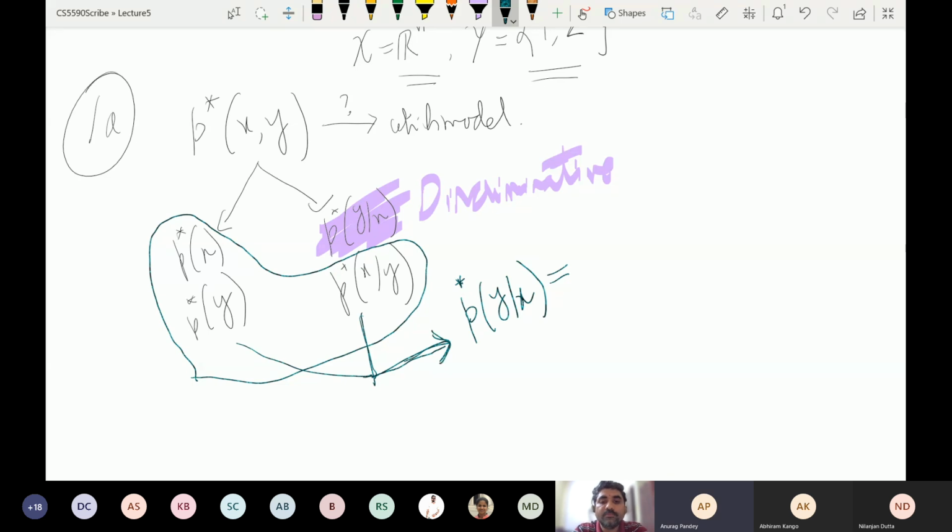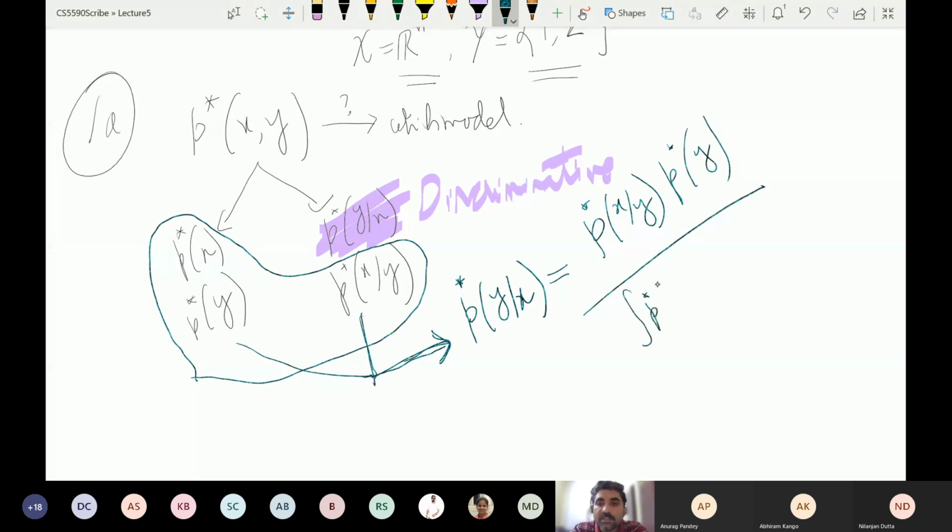Bayes form, Bayes. That's called the Bayes rule, right? Very good. So that's the Bayes rule, which gives me this, divided by p of x. But p of x is simply an integral, or in this case a summation over all y.